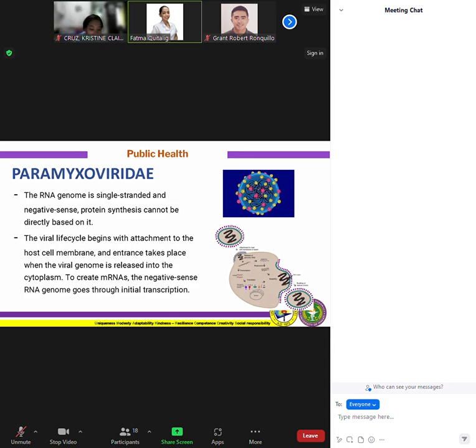Yung protein synthesis niya cannot be directly based. And the viral life cycle begins with the attachment to the host cell membrane, and entrance takes place when the viral load is released into the cytoplasm. So to create mRNA, the negative sense RNA virus goes through initial transcription. So the viral polymerase, which is made up of phosphoprotein and large protein components, catalyzes the replication of the viral genome into two steps.